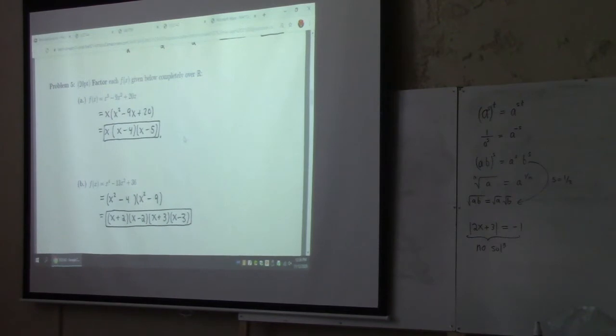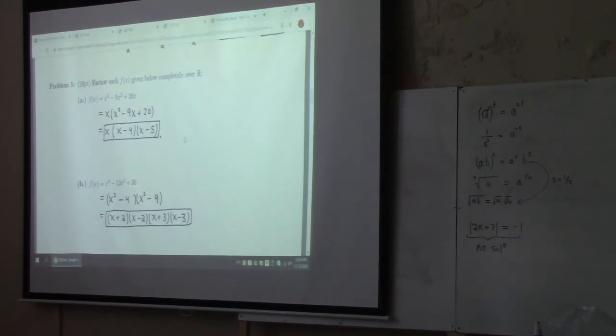Right? If there's a common x to pull out, start with that. That's easy, right? Then once we have a quadratic, we see if we can factor it. If we can factor it through the usual methods of guessing and checking, that's great. And if you can't, you can use completing the square, right? Completing the square is a way we can always factor a quadratic.